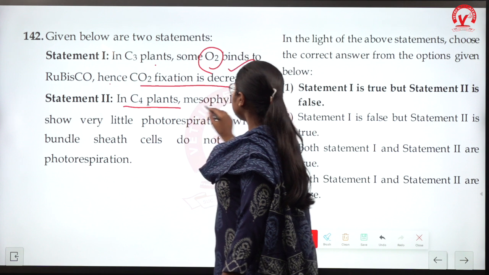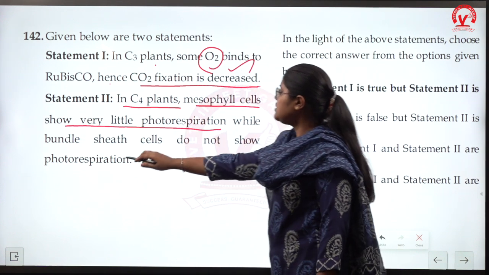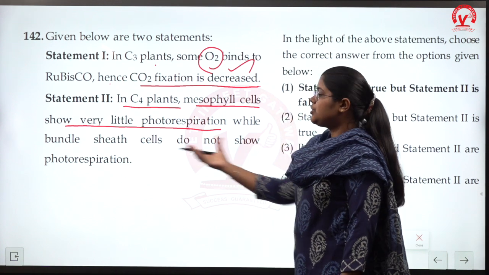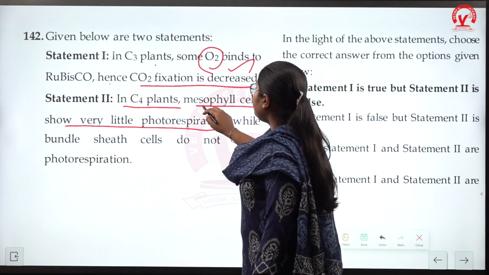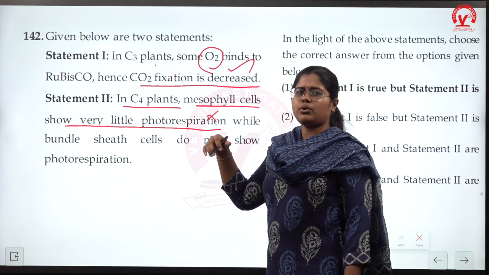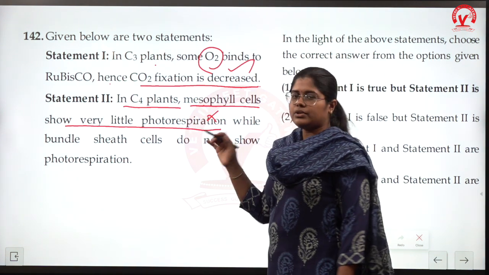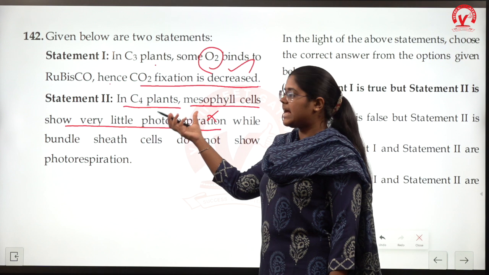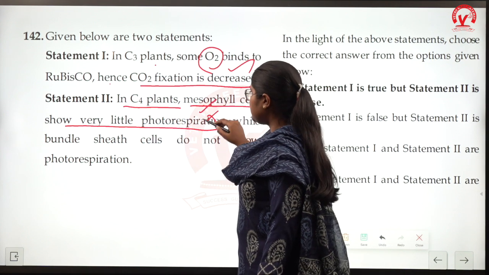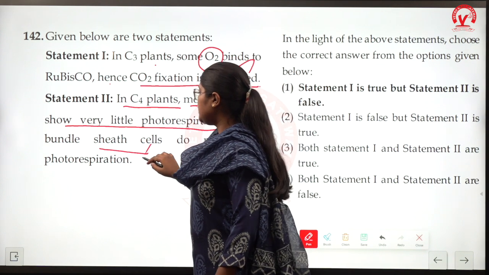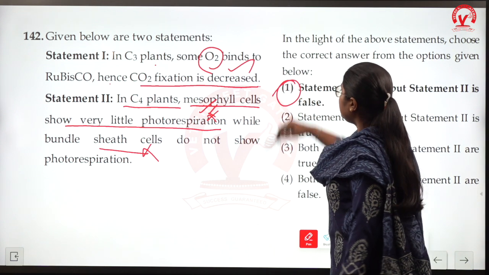Next, they have given: in C4 plants mesophyll cells show very little photorespiration while bundle sheath cells do not show photorespiration. This is an incorrect statement because in mesophyll cells there is no presence of rubisco. So rubisco is not there in mesophyll cells, so photorespiration does not happen. In C4 plants, photorespiration does not take place in general. So it does not happen in mesophyll cells or in bundle sheath cells. So first statement is correct, second statement is incorrect.